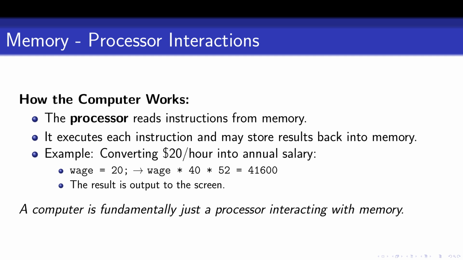This simple example captures the entire cycle. Fetch an instruction from memory, perform a computation, and deliver the result. Every program you write, no matter how complex, eventually boils down to this cycle of instruction and execution. Understanding this interaction gives you insight into how your code becomes action.